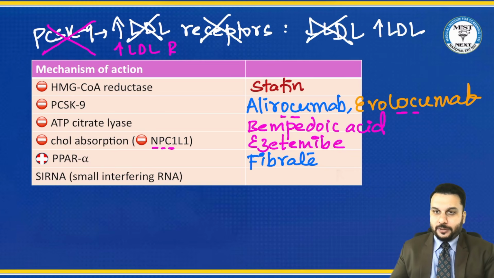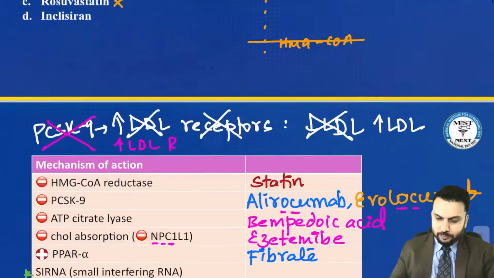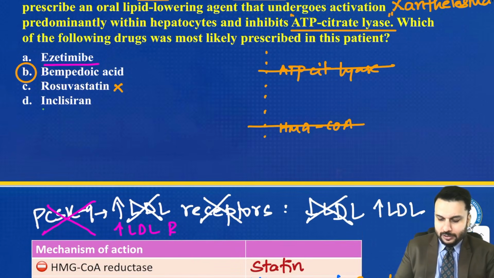Okay, fibrates. Now this is a new, important drug that may come in your exam: siRNA, which stands for small interfering RNA. There's a drug called inclisiran. I don't know if it's in the options. Yes, I have given that. Inclisiran, this is the name of the drug.